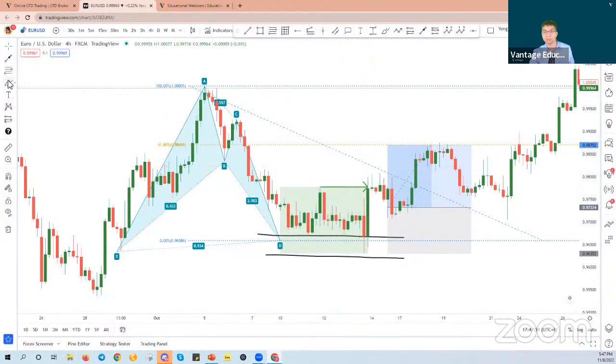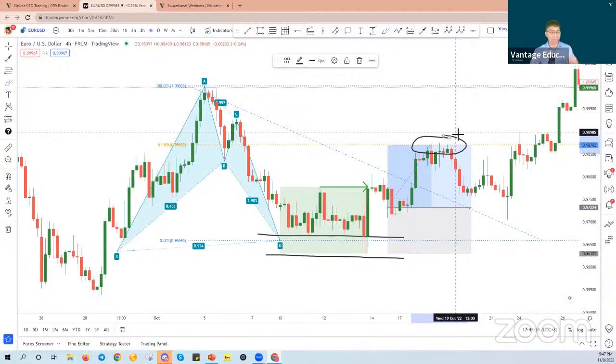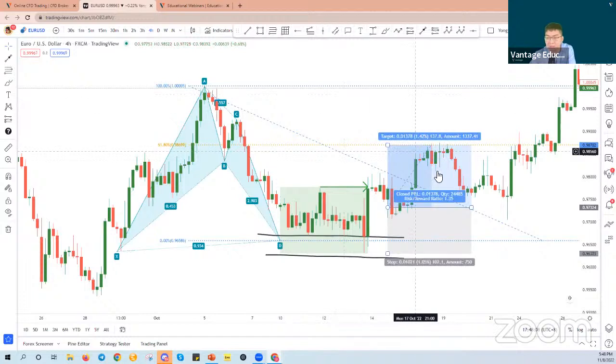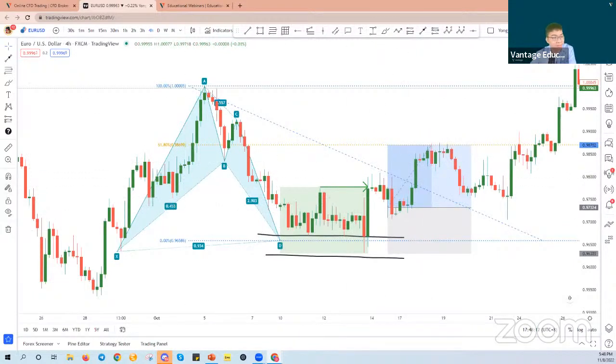61.8%. You see nicely. Price tapped in very nicely, and then it reversed back down. So target 2, this is the final target for this bat wave. But then honestly, the risk to reward isn't that worth it. It's like 1.35. Not the best, but it's fine. So yeah, this is how you draw it. Pretty technical. This is the bullish bat pattern.